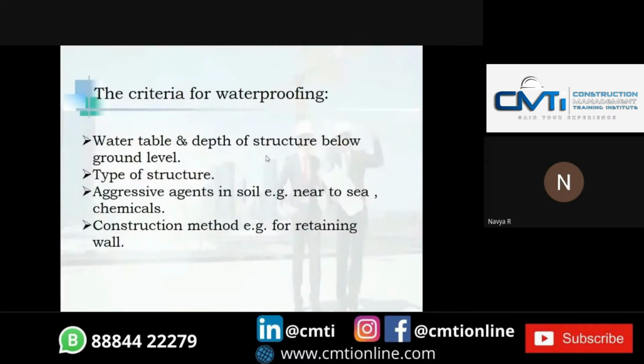There are certain criteria for waterproofing. In what regions should we do waterproofing? It depends on the water table and the depth of the structure below ground level. If the water table is a little higher, or if the structure is like cellars or any construction under the earth's surface, then we need to do waterproofing.